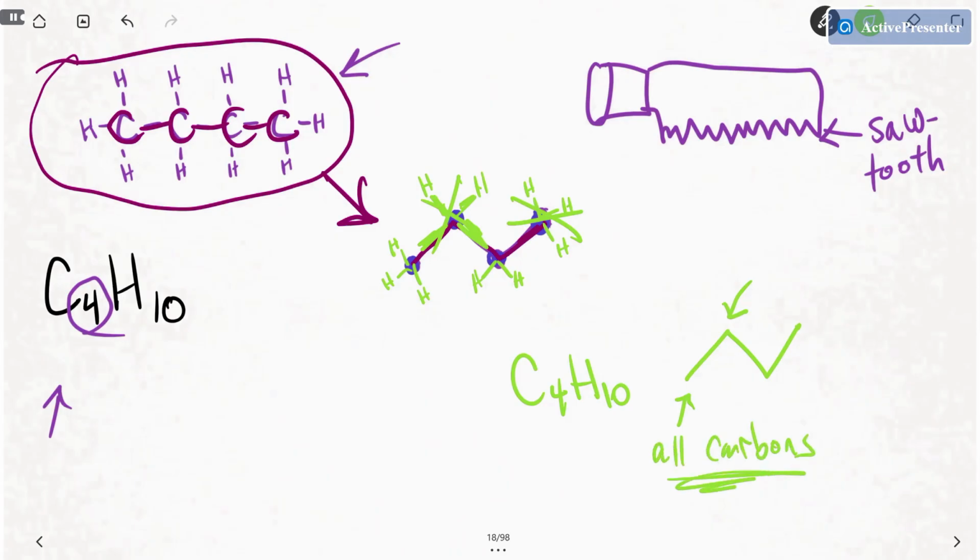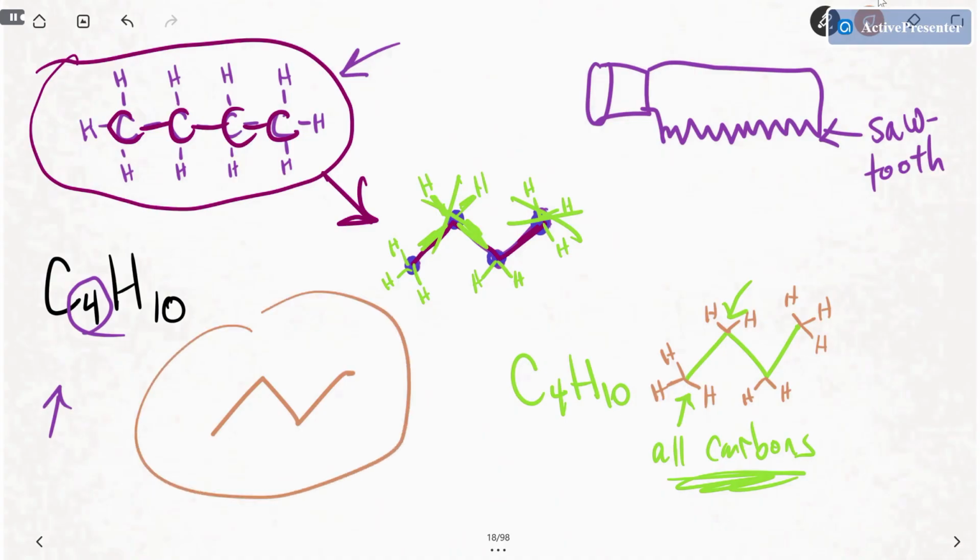Always. And if you don't have anything else coming off of these carbons, you automatically assume that there are invisible hydrogens which make up for the total of 4 bonds that carbon needs. So this means 1, 2, 3, 4 carbons and 10 hydrogens. Just this right there. That's all you've got to write for C4H10.